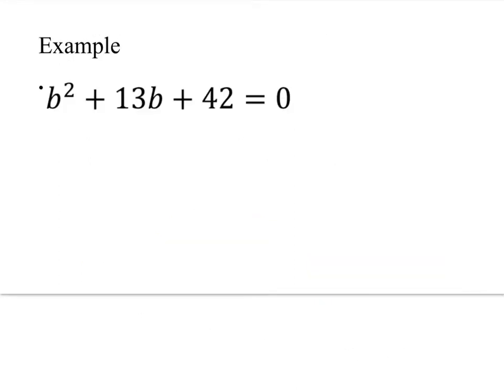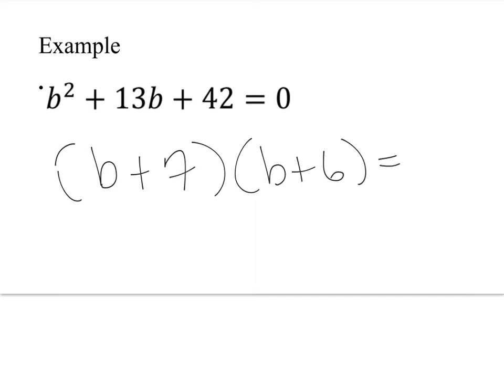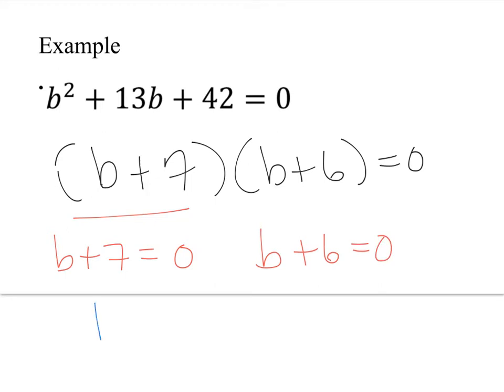So let's look at the first example. I'm always going to check to see if it can be factored, especially if the leading coefficient is a 1, because that's going to take a whole lot less time. Here, the leading coefficient is a 1, so I'm looking for two numbers that multiply to 42 and add to give me 13. That's 7 and 6. So this factors to b plus 7, b plus 6. Set each of those equal to 0. In this case, b equals negative 7, and in this case, b equals negative 6. Two solutions.